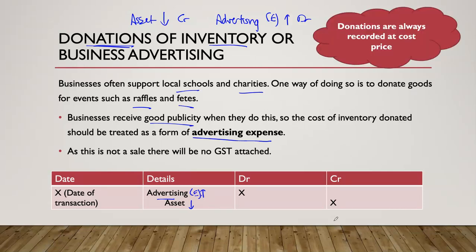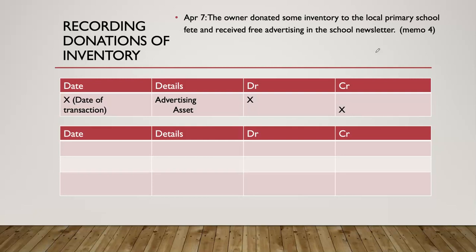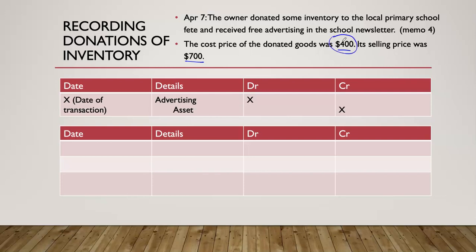One thing to note is because we are talking about inventory, anything that is being donated, we record at cost price. So let's look at an example. On the 7th of April, the owner donated some inventory to the local primary school and received free advertising. The cost price of the donated goods was $400. The selling price was $700. Now we recognize instantly, because it's inventory being donated, the number that we are interested in here is the $400.